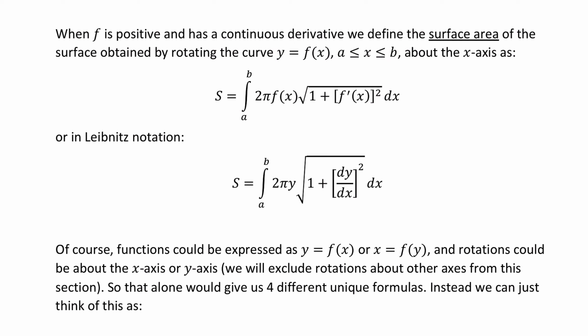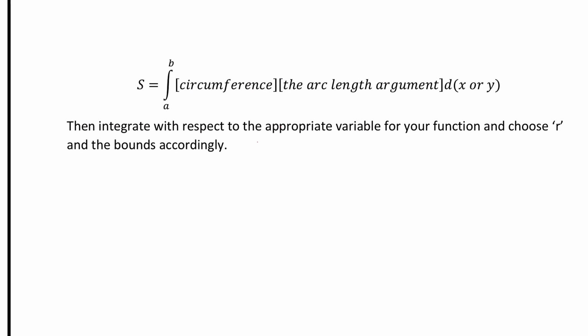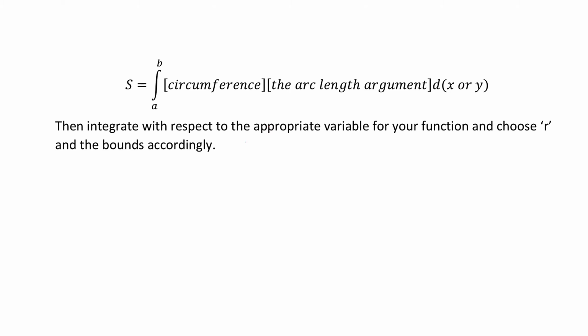So instead of just memorizing all the different formulas, understand where the formula comes from, which is how everything started, by noting that the surface area is the circumference times the arc length argument, and then dx or dy, depending on whether we are rotating about the x-axis or the y-axis. Then make sure that you integrate with respect to the proper variable, and make sure that your r, the radius, and the bounds are correct, okay?